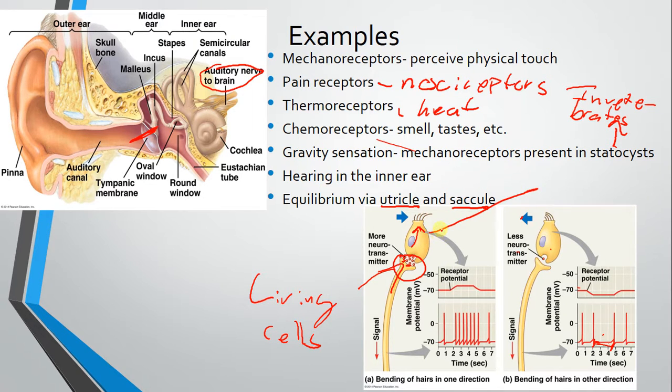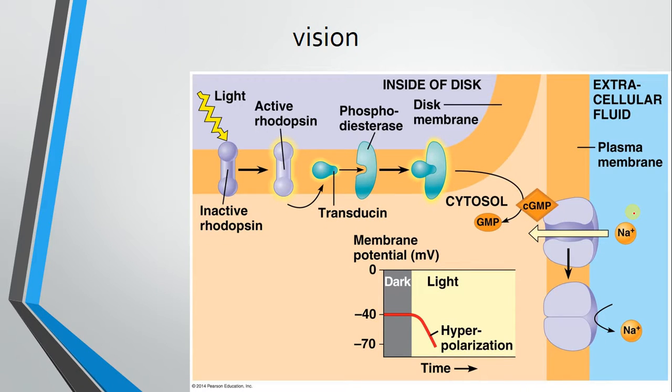to sensory receptor neurons or nerve cells. And last, I want to talk about vision in the eye. So in your retina, in the disc membrane inside the retina, you have a chemical called rhodopsin.